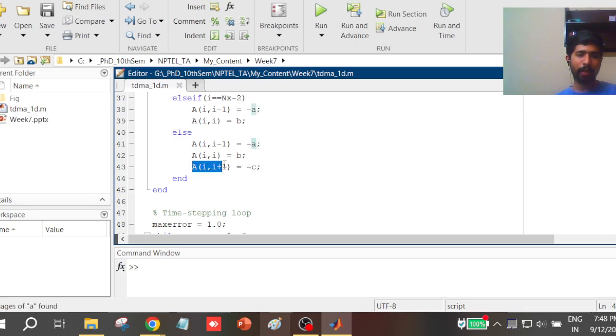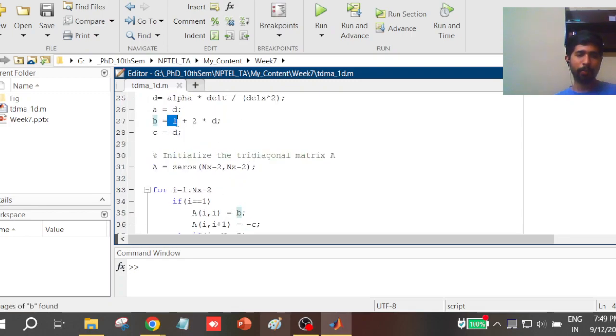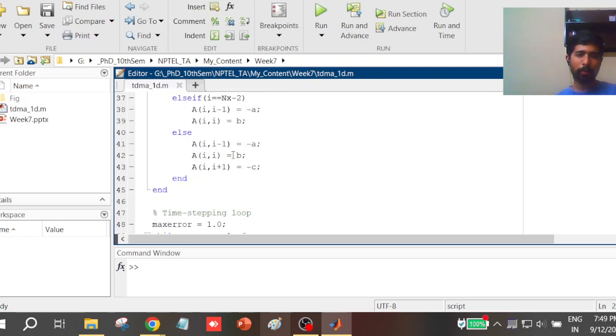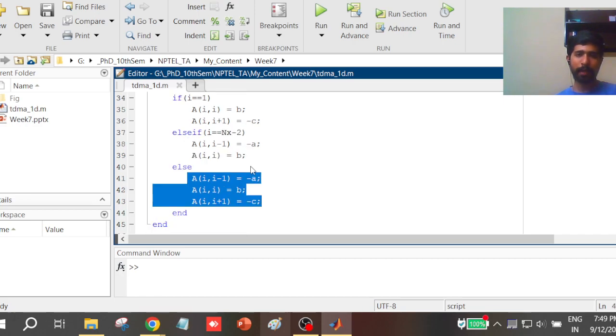And similarly AE is A of I comma I plus 1, that is minus C. Now A of I comma I is the diagonal element, which is your B element, so that is why I have put B. Now B you can see is nothing but 1 plus 2D. So that is how you normally define the values of the internal part of this matrix A.